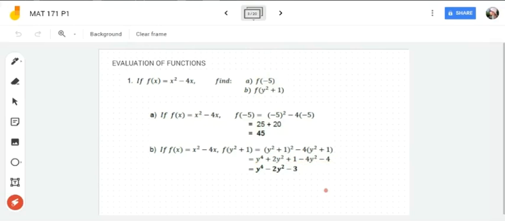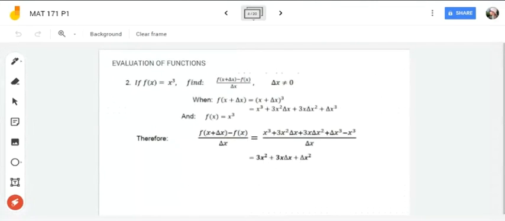Then if you simplify the equation, you can see that we have common terms here. The 2y squared and the negative 4y squared, we can combine those, and positive 2 minus 4 will become negative 2. The other terms are constants, so 1 minus 4 will become negative 3. Our final answer will be y raised to 4 minus 2y raised to 2 minus 3. So this is the final answer when we evaluate this function. Okay, let's go to our next topic.